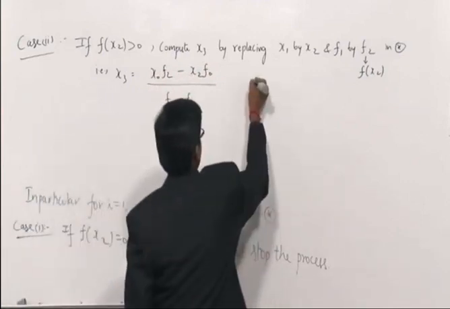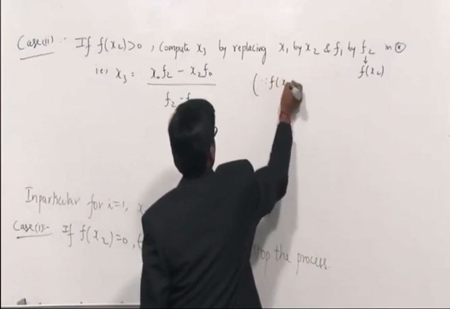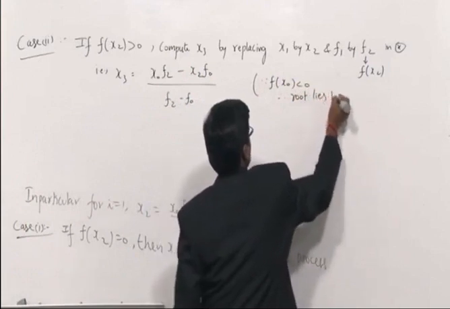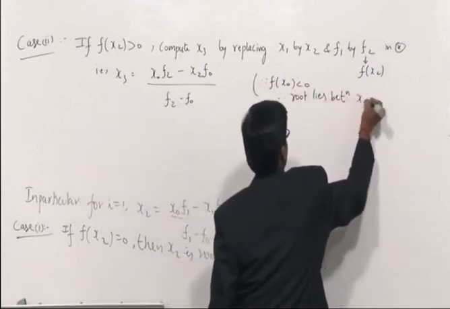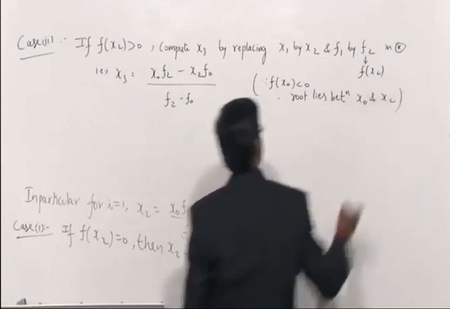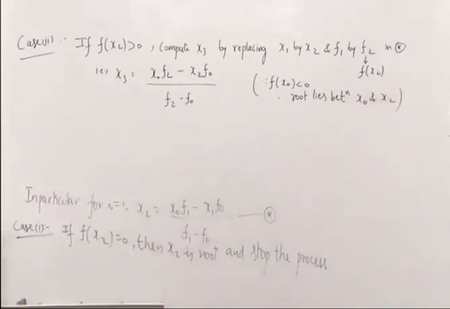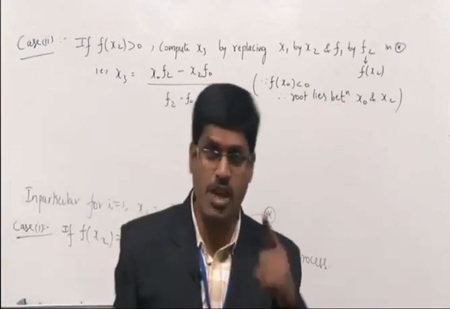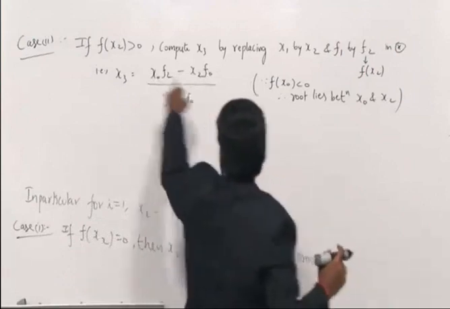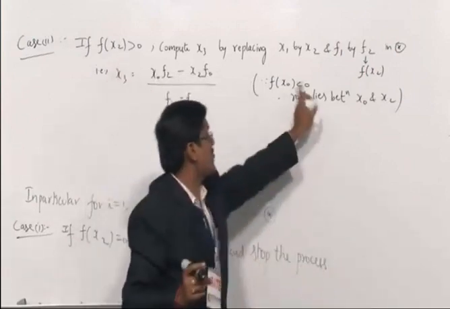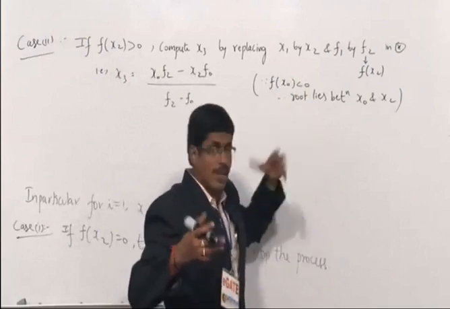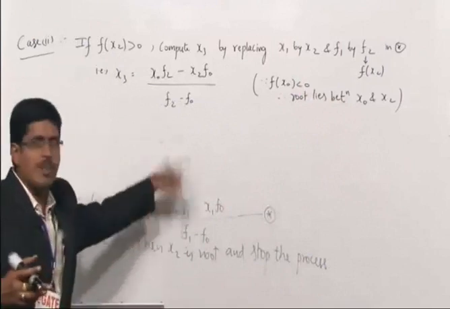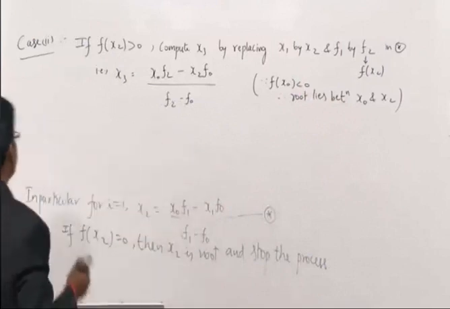Since f of x0 is less than 0, therefore the root lies between x0 and x2. Earlier the root lies between x0 and x1 because I have taken f(x0) and f(x1) of opposite signs. Now here f(x0) and f(x2) are of opposite signs because f(x0) is less than 0. So your latest interval, your required root, lies between x0 and x2. So in this, f1 is replaced by f2, x1 replaced by x2. Case 3.